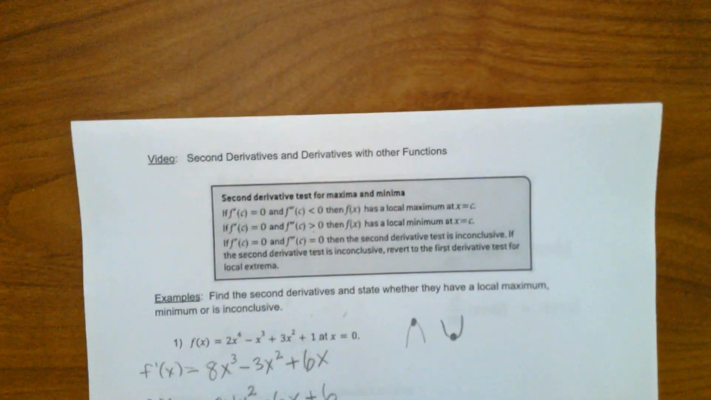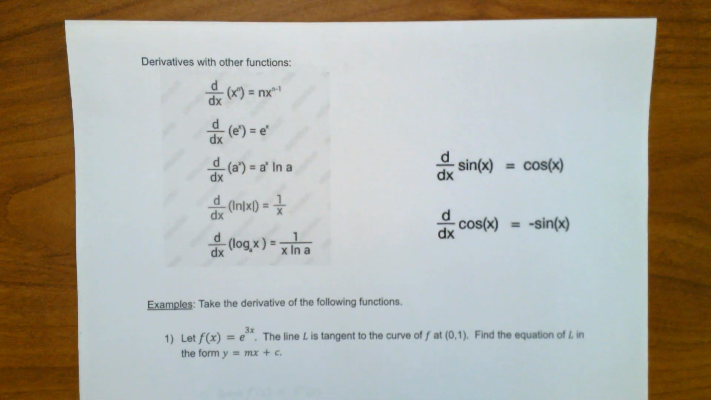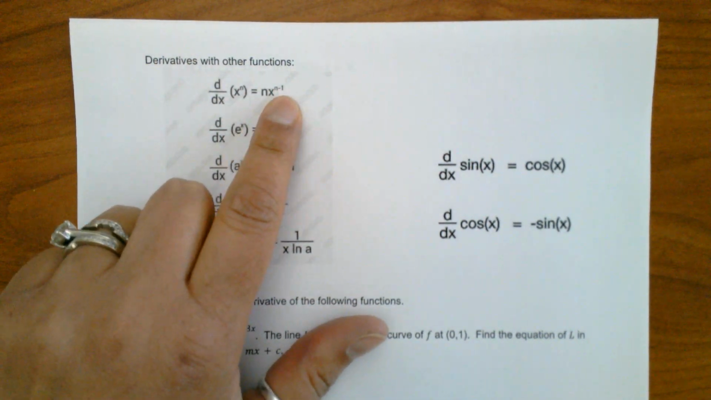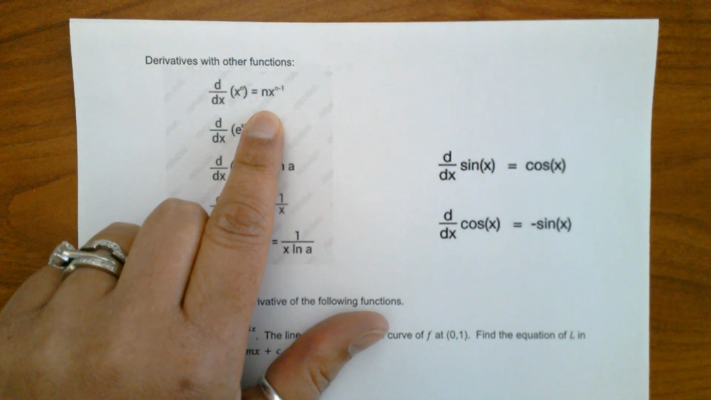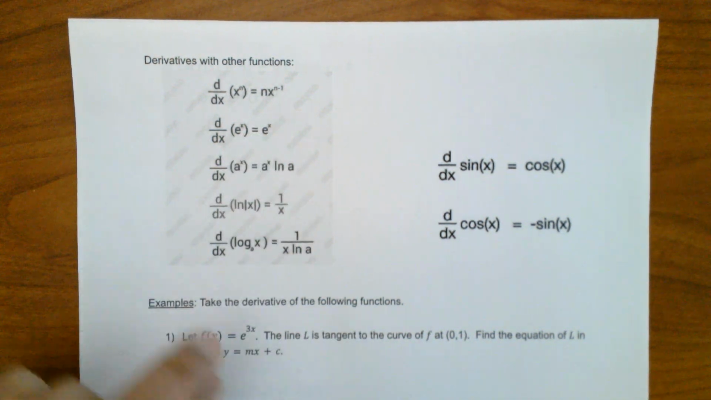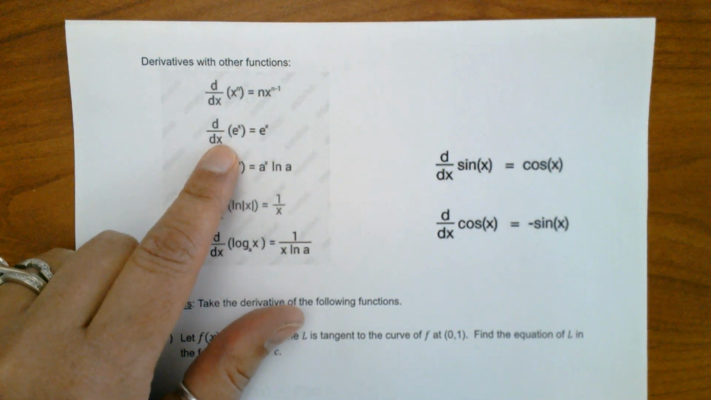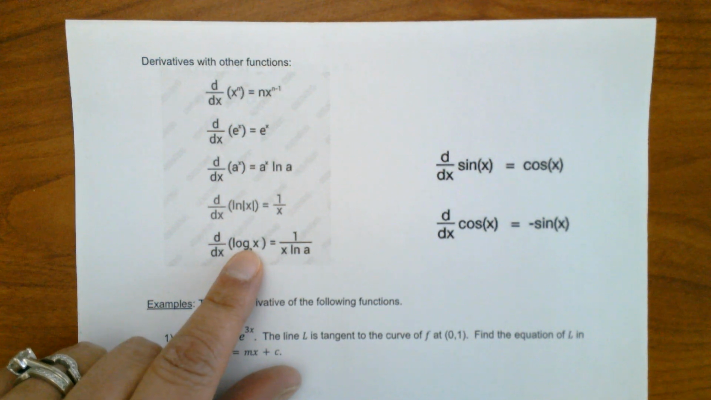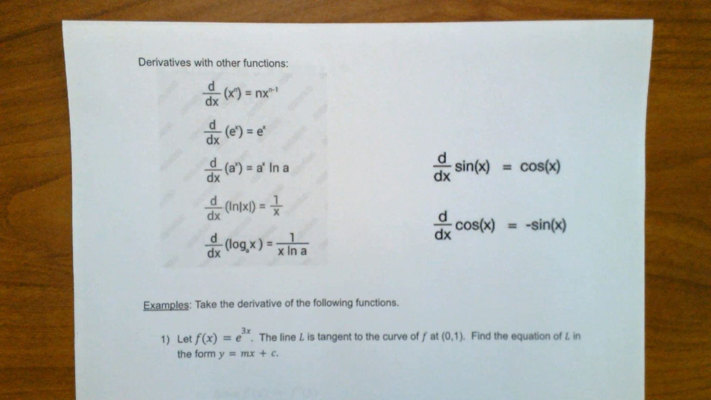All right, let's move on to derivatives with other functions. Now, we have been using our derivative rule where we multiply n by the coefficient and then subtract 1 from the exponent. So this is our normal rule that we have used. However, there are other functions such as the function of e and natural logs and logarithms, sine, cosine. So there are all of these other derivatives.